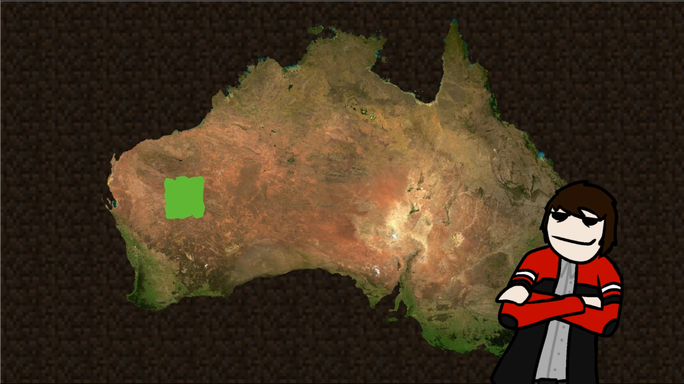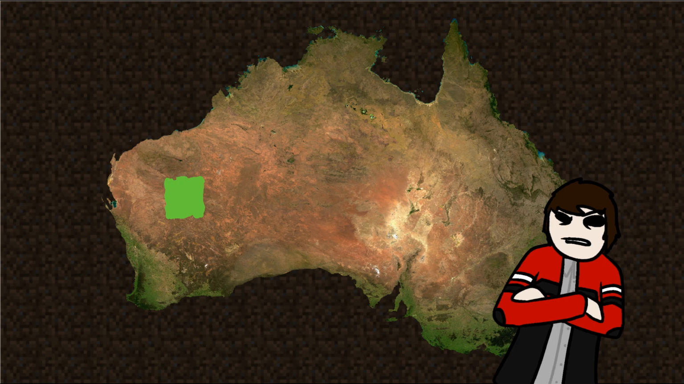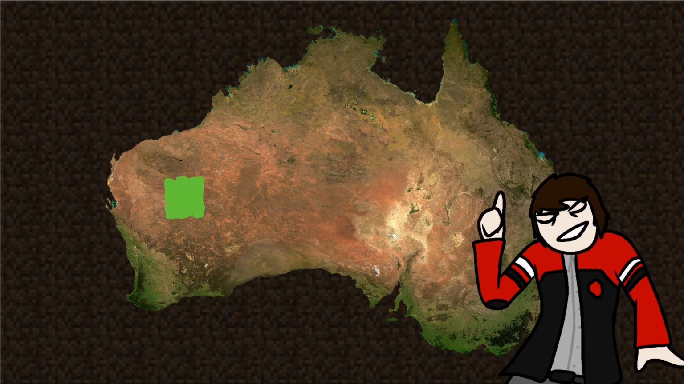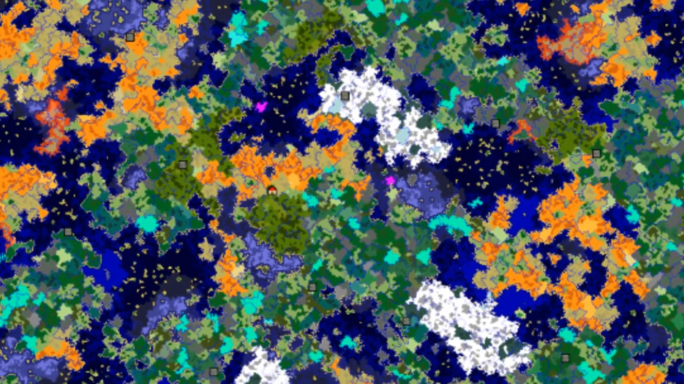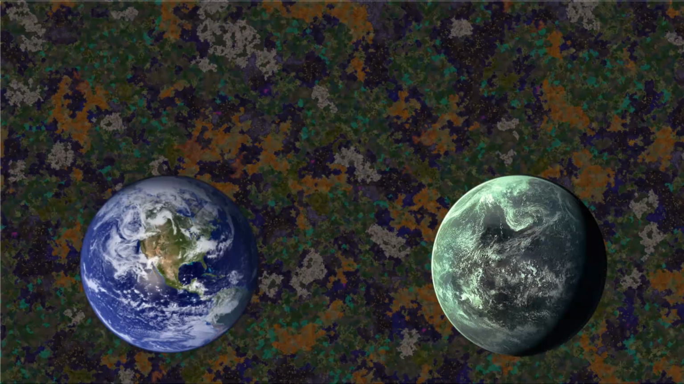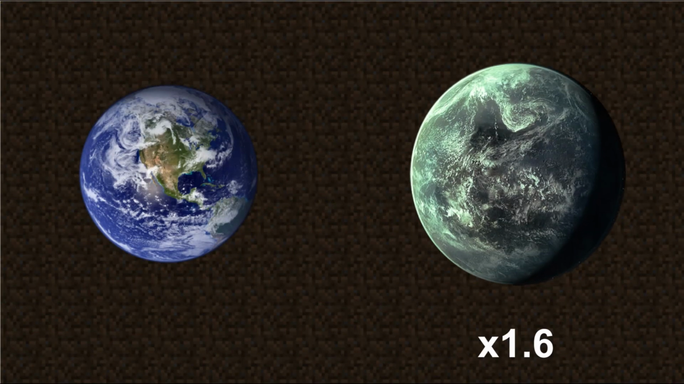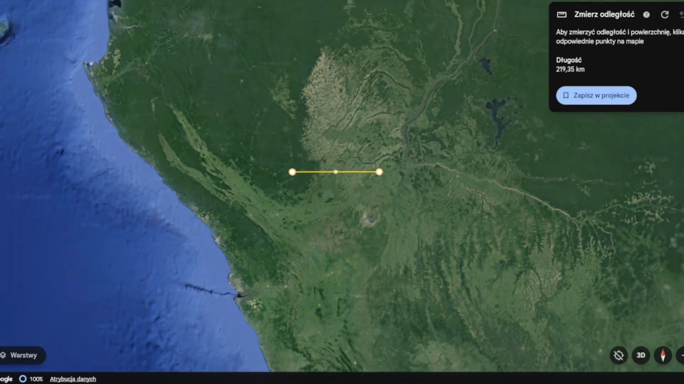Here's Australia for comparison. Pretty small continent we got there, but it's for a reason. We also want to make our patch of land as insignificant as possible, so the size of the real planet will be around 1.6 times the size of the Earth. That's how it looks.